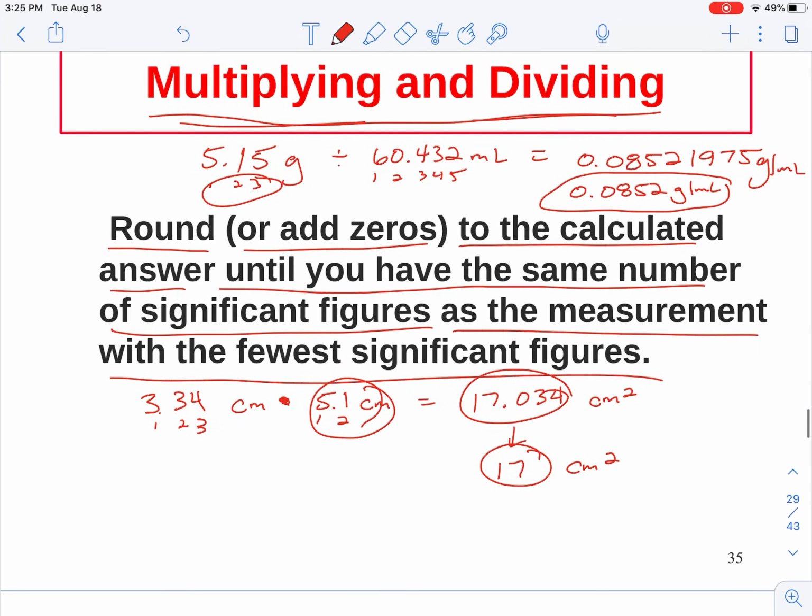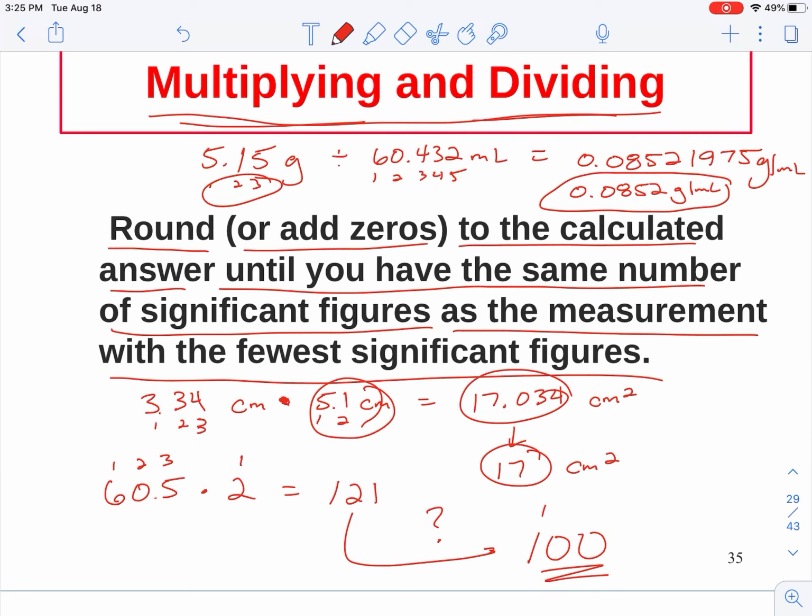I'll do another example here and see what you guys can think. If I just give you a number like 60.5 and multiply that by 2, if you just did that math, you'd end up getting 121. Notice this has 1, 2, 3 significant figures. This has 1 significant figure. So what do you think your answer should be? I know this is kind of hard to think about, but you actually just round it to 100. I know that's painful to even think about, but that's 1 significant figure. Your answer should be 100.